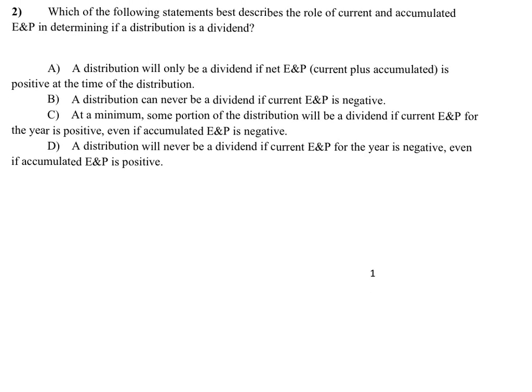Here is question number 2. Which of the following statements best describes the role of current and accumulated earnings and profits in determining if a distribution is a dividend? And I'll pause for a little bit and let y'all read your options.